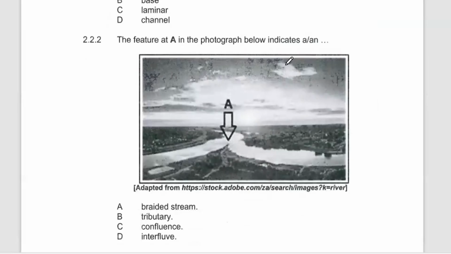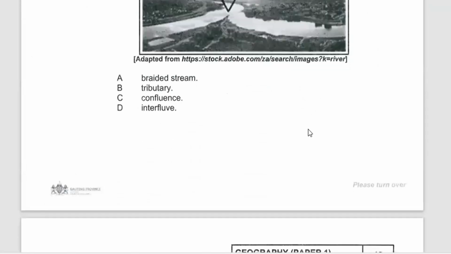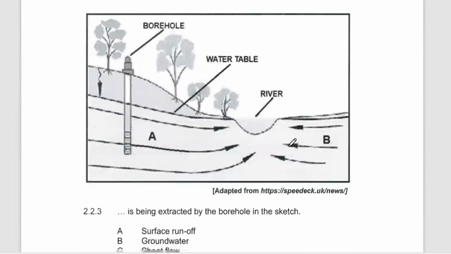Right, we move on to the next question. The feature at A in the photograph below indicates what? What is the likely feature here? We are seeing there is a stream which is coming from this side, meeting a stream which is coming from that side, and around A, that's the meeting point. So the meeting point of two streams, we call it a confluence.